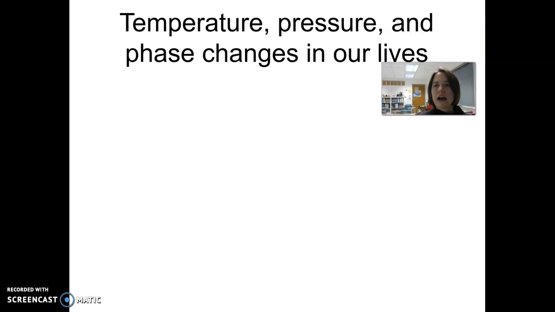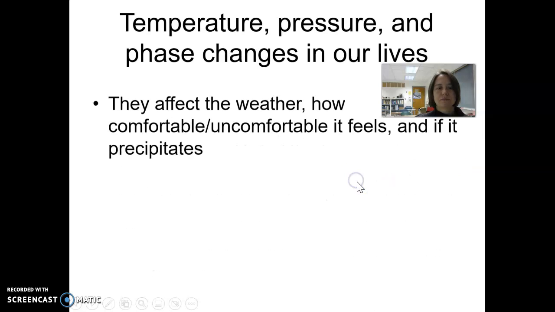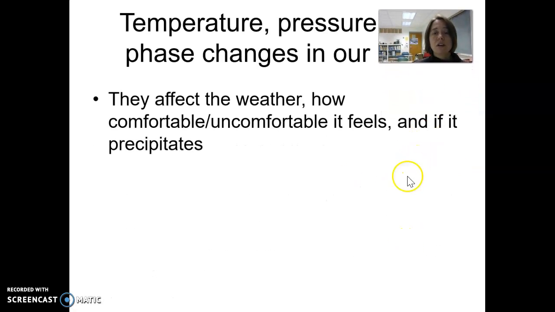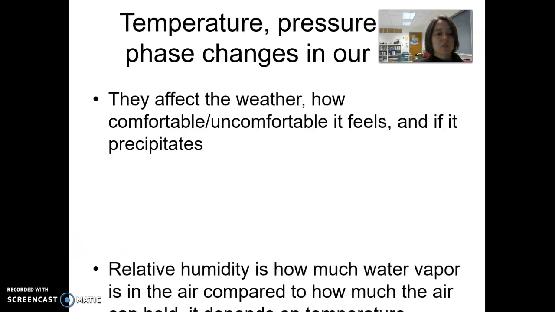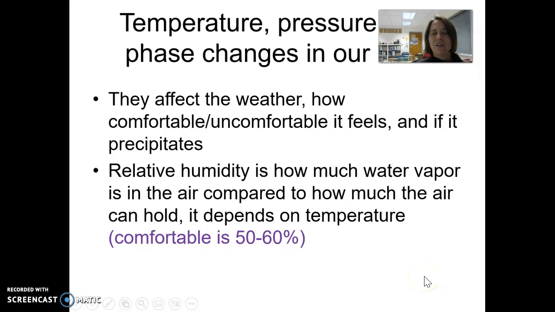All right, so let's talk about how temperature, pressure, and phase changes affect us in our lives. They affect the weather, they affect how comfortable or uncomfortable it feels, and they affect if it's going to rain or snow. So these things actually affect our daily life a lot. It depends on what you're doing. Can you have a game that day? Do you feel gross and sticky and hot, or is your skin all dry? Or is it just a perfect temperature and humidity?